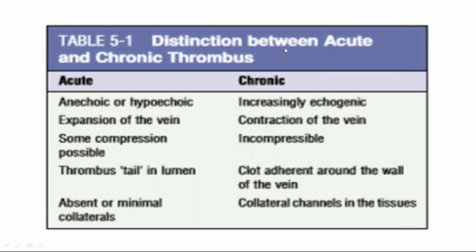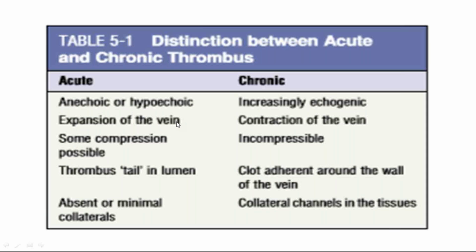And one should know the difference between the acute and chronic thrombus. The acute thrombus will be seen as anechoic or hypoechoic, and in chronic, as the stage progresses, the hypoechoic nature of the thrombus in the vessel changes to an echogenic stage, which appears bright on the ultrasound image, and anechoic means it will appear dark on the ultrasound image.